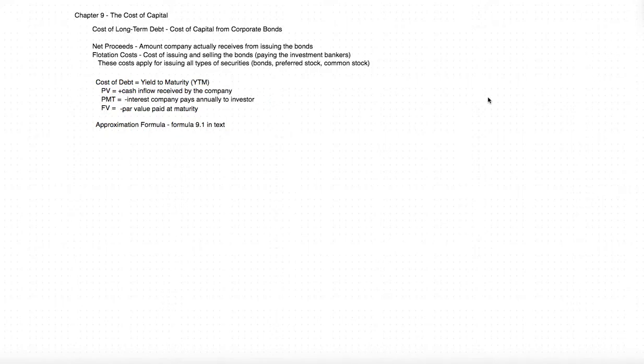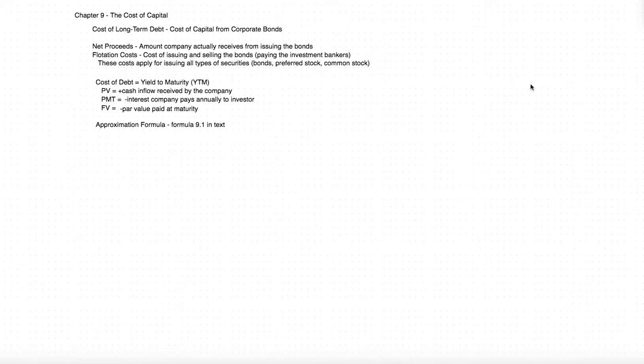The textbook does also have an approximation formula that can be used to, as it states, approximate what the yield to maturity will be without having to plug information into the calculator. And you may do that for some problems here and there, but primarily what we'll use is the financial calculator to solve these types of problems. But the approximation formula is included in Formula 9.1 in Chapter 9 of the textbook.